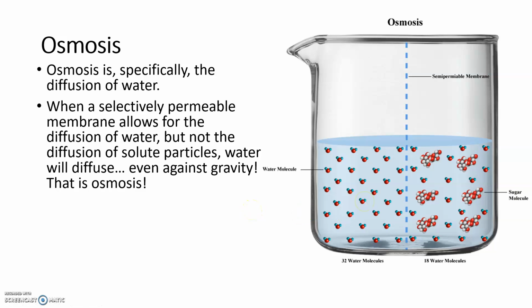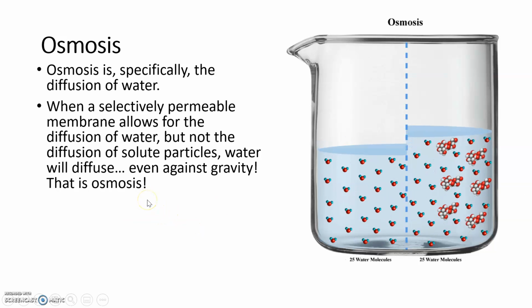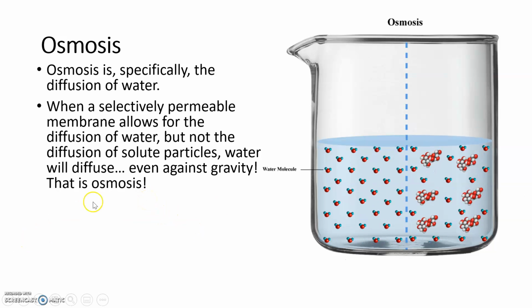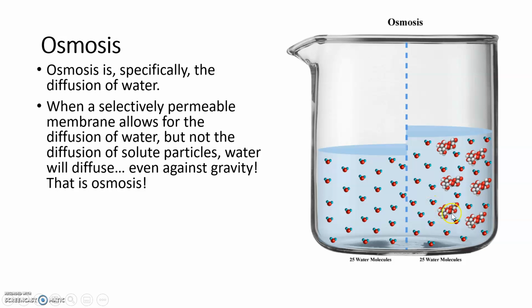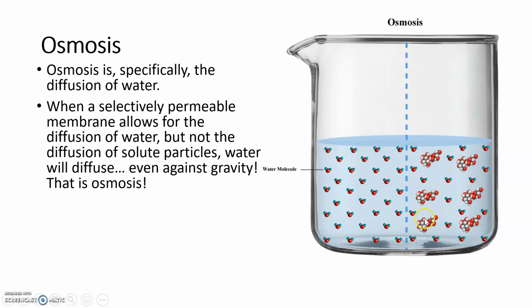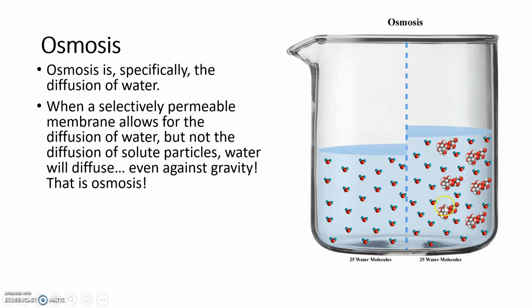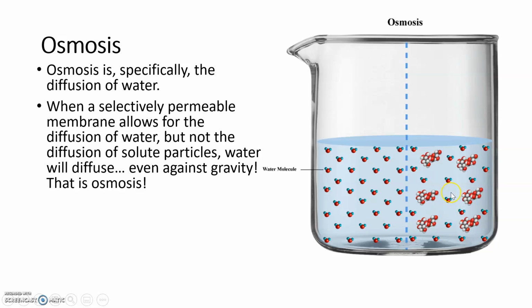The water is going to diffuse, and this happens even against gravity. And this is what we call osmosis. So here we have a picture. So you can tell that we have a high concentration on the right. So there's the solute particles, looks like the sugar that we had yesterday. And on the left, we have no concentration. So we could definitely say that the right side is hypertonic to the left side.